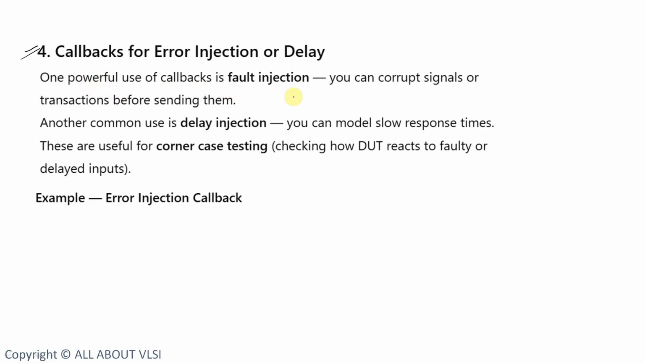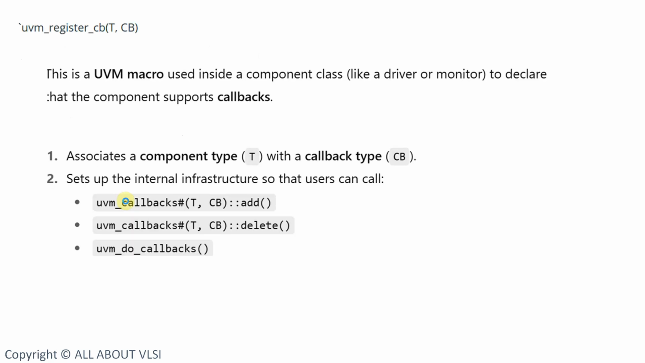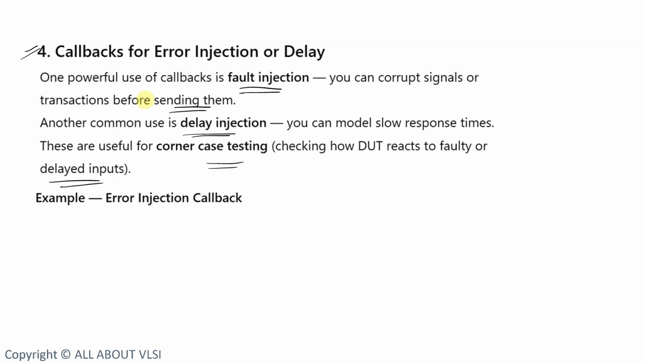One powerful use of callbacks is fault injection. You can corrupt the signals or transactions before sending them. Another common use is delay injection. You can model slow response times. These are useful for corner case testing and checking how the DUT reacts to faulty or delayed inputs. So these were the applications of where we are going to use our callbacks.